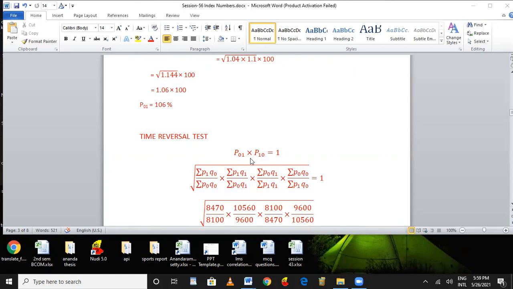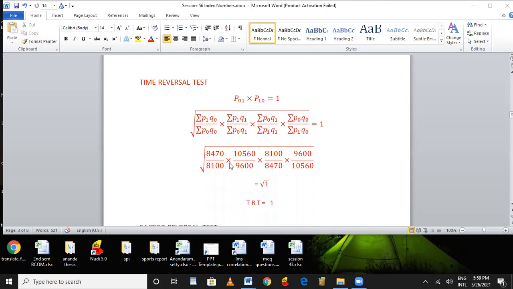If the time has been reversed, if the current year prices are put for the base year price and the base year price is put for the current year, then if you multiply, you have to get 1. Then the Fisher index number satisfies the time reversal test.